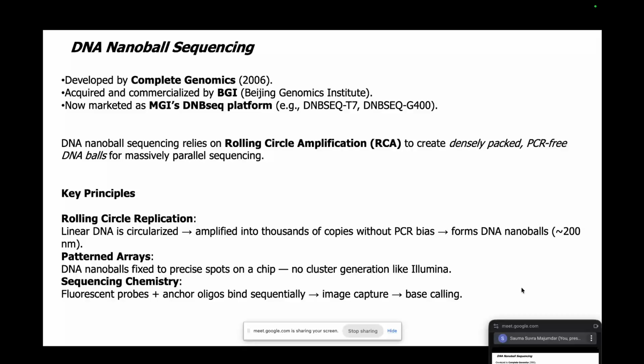If you just had to know the USPs of, say for example, DNA nanoball sequencing, the main one would be the rolling circle amplification, where you form these DNA nanoballs and you amplify them in a different manner. And the sequencing chemistry is not that far away from the chemistry that we have already studied for, say for example, pyrosequencing or Sanger or even Illumina.